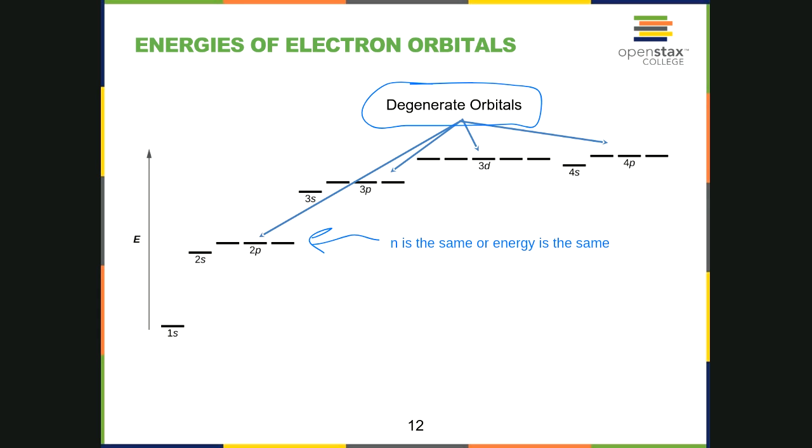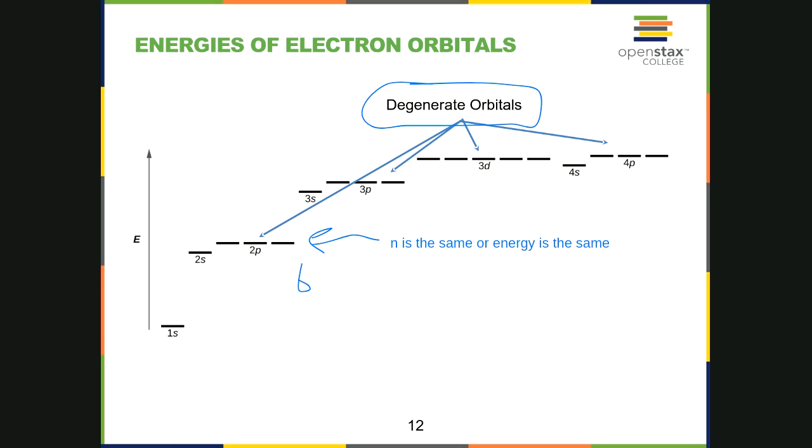So for the 2p, we've got 3 orbitals that have the same value of n. They're at the same energy level. Since there's 3 orbitals, you can put a maximum of 2 electrons per orbital. So the maximum we could have in the 2p is going to be 6 electrons, 2 electrons per orbital. And then we've got the 3p that's just like the 2p. We've got the 4p, it's just like the 3p and the 2p.